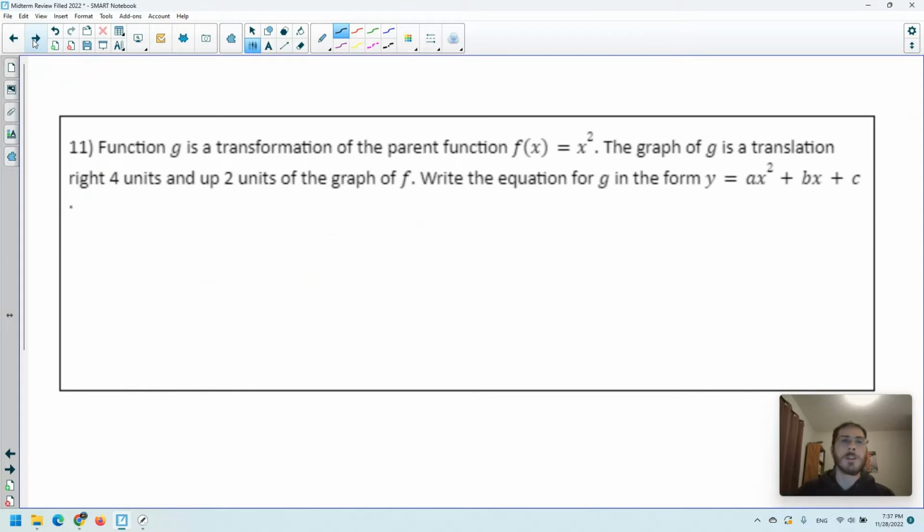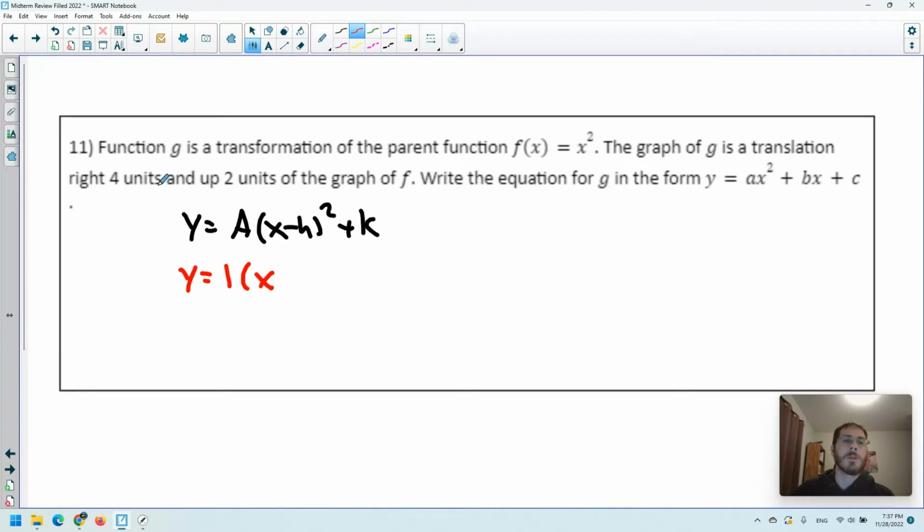All right. Number 11, we got another transform question. G is a transform of x squared. G is a translation right 4 and up 2. Write the equation in standard form, ax squared plus bx plus c. All right, not too bad. We have to do the same thing we did on the last one, x minus h squared plus k. In this case, we're given no information about any vertical stretch, so a is going to be 1 in this case.